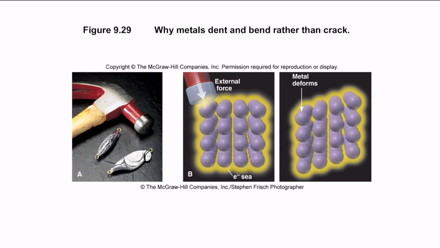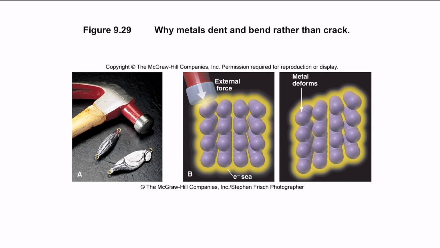Now, why do metals bend rather than crack? Remember that we talked about why ionic solids crack. They crack because the arrangement of the ions gets altered, which can push like charges next to each other. Like charges will repel each other, and this results in the cracking.